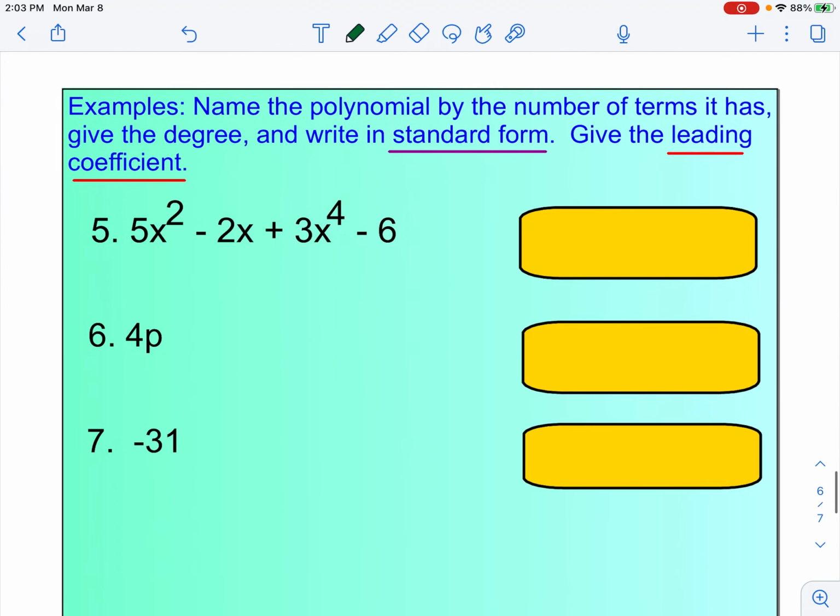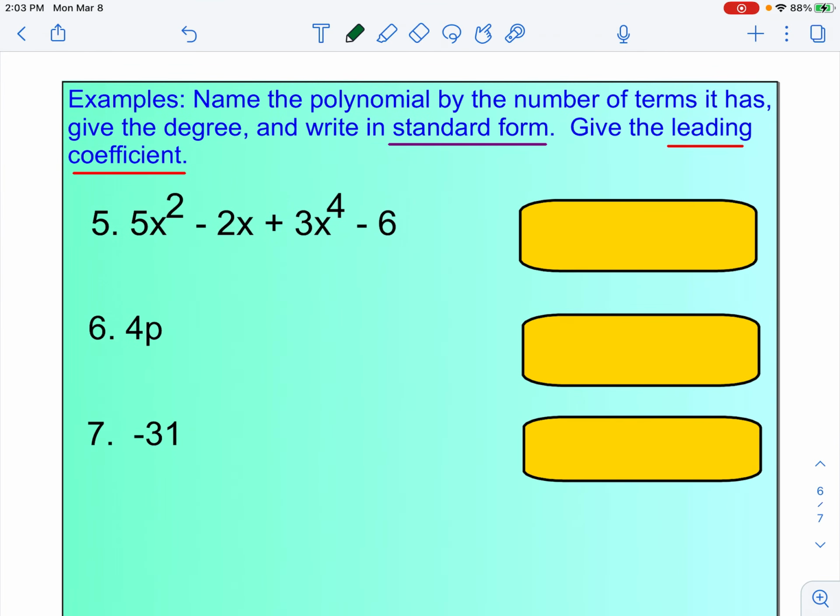Okay, your turn. I'd like you to try 5, 6, and 7. Pause the video, try those 3 questions, then restart the video for the explanations and the answers.